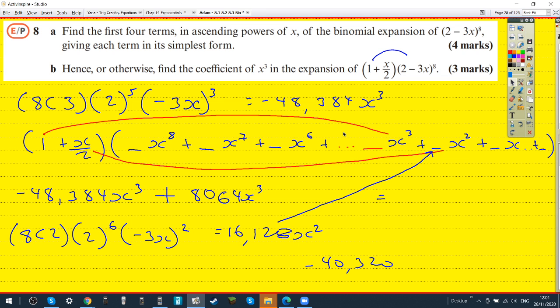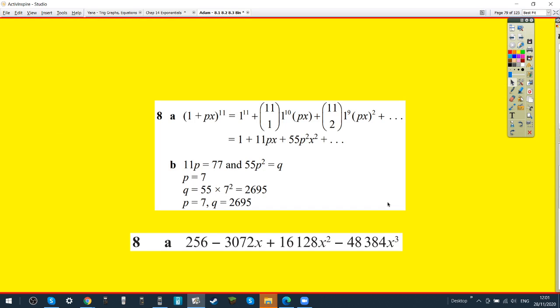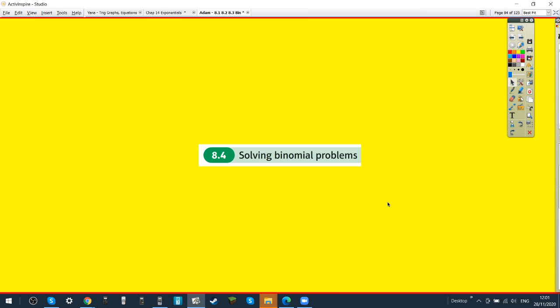Yeah. So a quick way to get x cubed is just 1 times the x cubed one and x times the x squared one. And so we don't need to fully expand, just those bits.